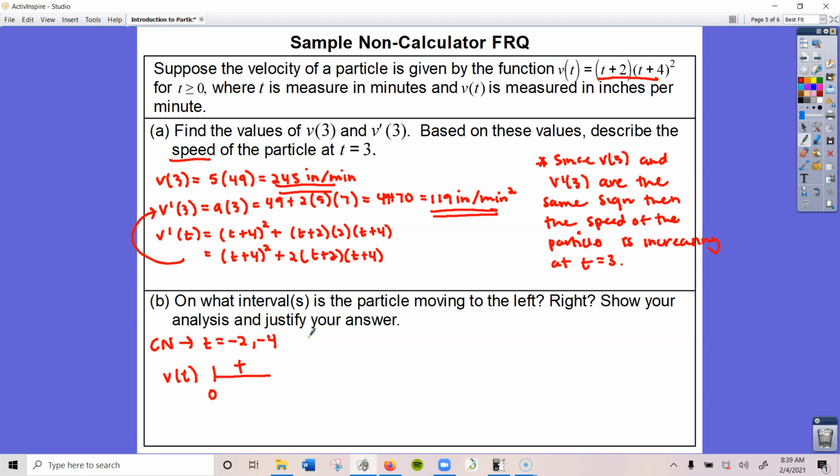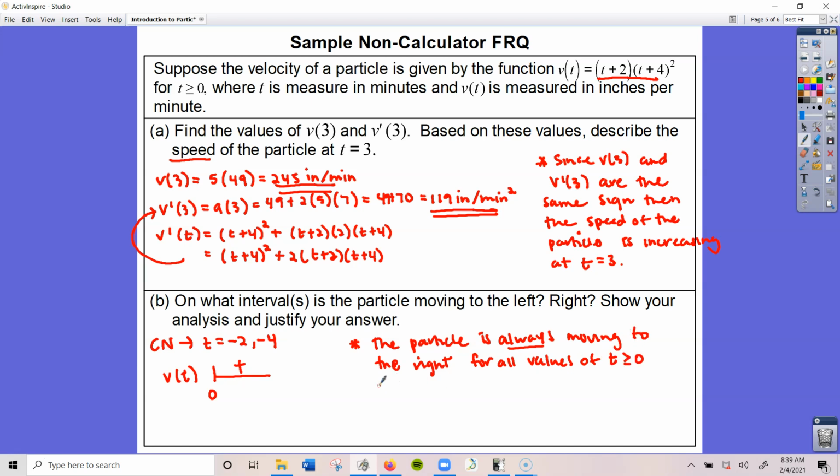so positive. So we would say the particle is always, so that way it takes care of the left situation, moving to the right for all values of t greater than or equal to 0, or you can say from 0 to infinity, because v of t is greater than 0.